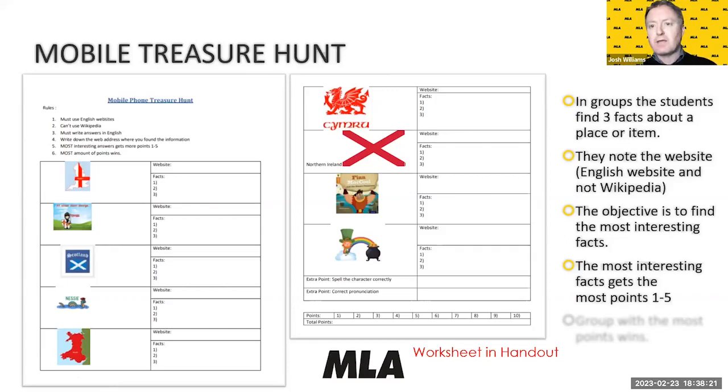But if they give you a particularly interesting answer, that the cross on the Scottish flag is called the St Andrew's Cross, maybe you give them 4 or 5. The group with the most points wins.